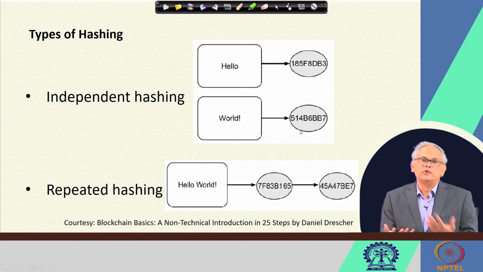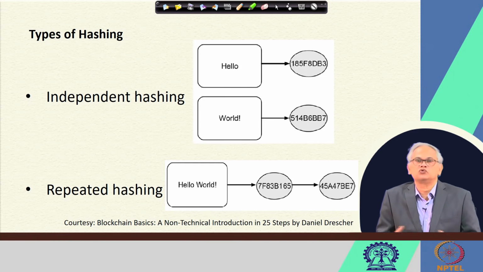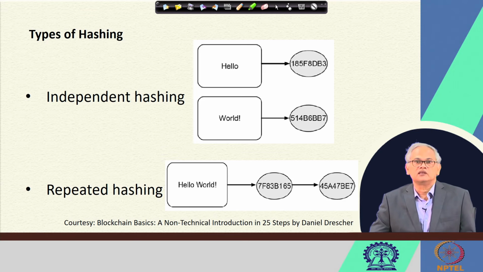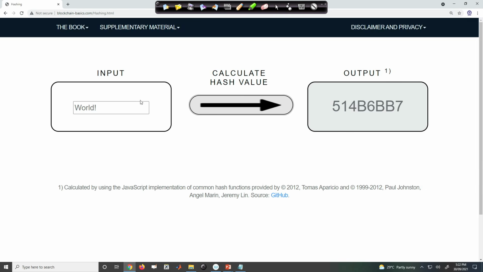So, by independent hashing, what we mean is that for these 2 pieces of input message, we carry out the hashing independently. What about repeated hashing? This is something interesting. If you remember, for SHA-256, if we do this hashing, we get the first 8 digits like this.